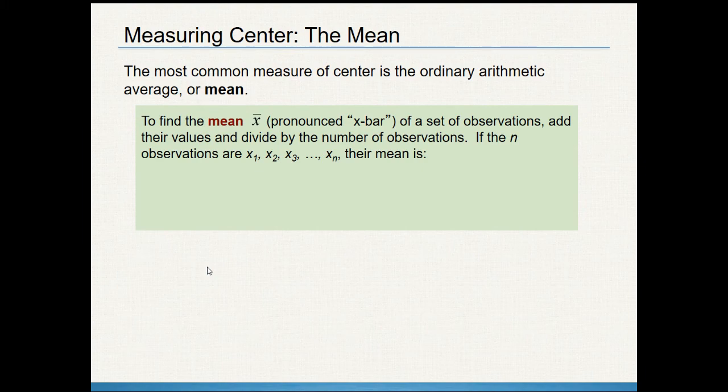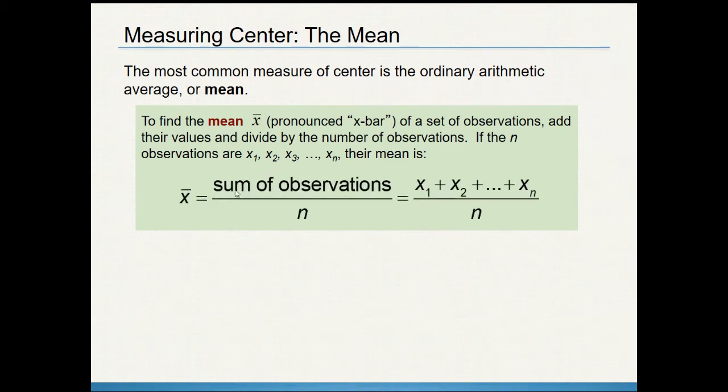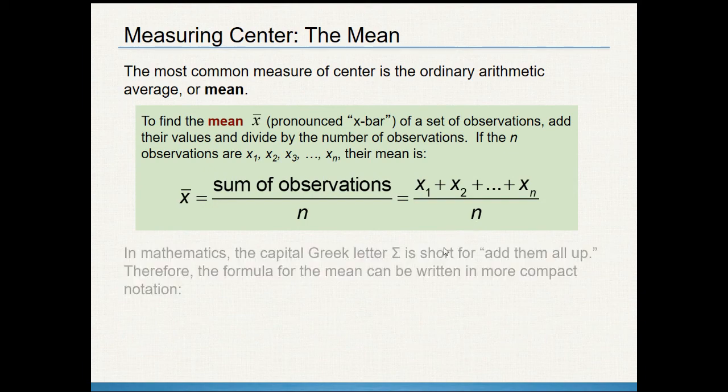The most common measure of center is the ordinary arithmetic mean or arithmetic average. To find the mean, x bar is how we write that. It's an x with a little line over it. That's called x bar. Of a set of observations, we add their values and divide by the number of observations. So if there are n observations, we add up all the x's, and their mean is the sum of the observations divided by n. So you add up each one of these x values, which are the different observations, and you divide by how many there are.